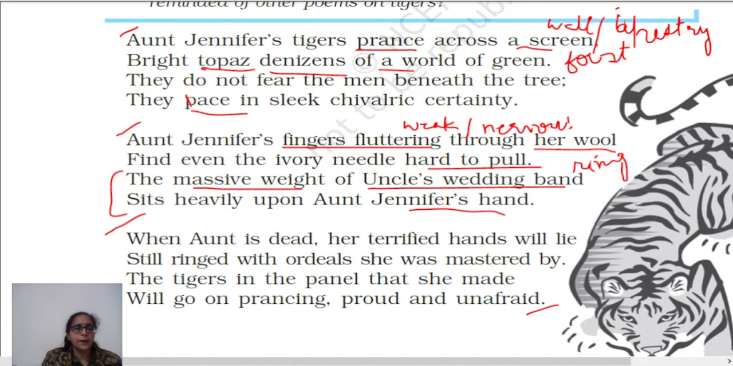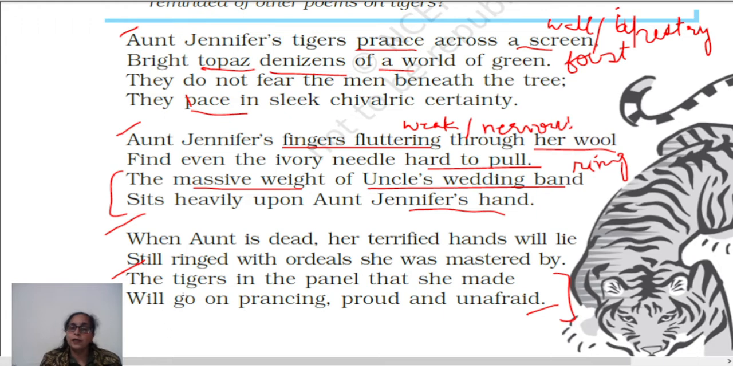Now what will happen to the tigers in the future? When Aunt is dead, the tigers in the panel that she made will go on prancing, proud and unafraid. So Aunt will be dying in future, but the tigers will be still alive and they will be fearless, moving in a proud and fearless manner. Here the poet wants to say one more thing.